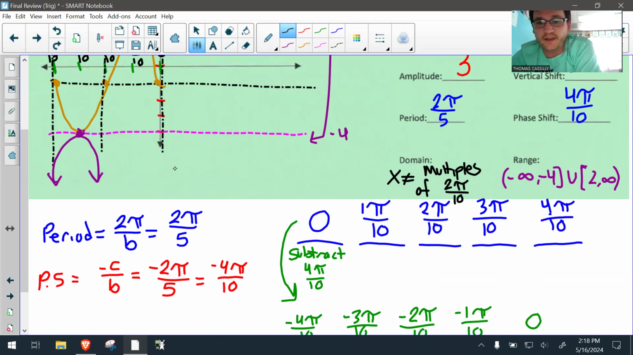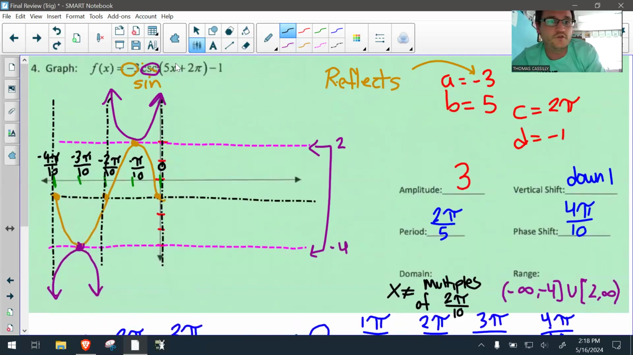We can have anything else. You could have 1 pi over 10, 1 pi over 20, 3 pi over 7, whatever. As long as it's not a multiple of 2 pi over 10, we'll be okay. Anywhere we have that asymptote is bad. So we have to take that out of our domain, our possible x values. If we plug 2 pi over 10 into this equation, the calculator is going to say error. So we cannot have those. But there we go. That is how we graph cosecant and secant functions.